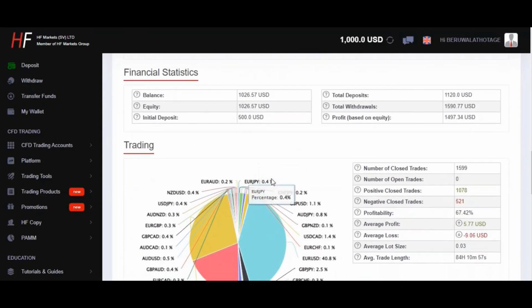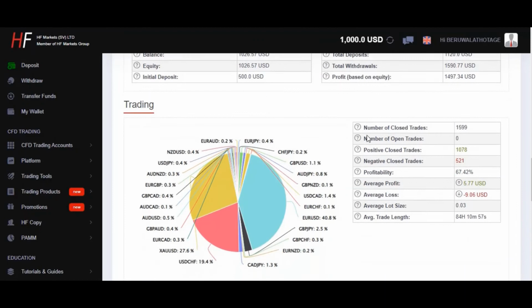When it comes to my balance, I have a $1,000 balance and the same equity. My initial deposit was 500, total deposits I have made are 1,120, and total withdrawals are 1,590. That means I have withdrawn more than I have deposited, so I have already profited from this account, right? Based on equity, I have made almost $1,500 in profit in this account, right?